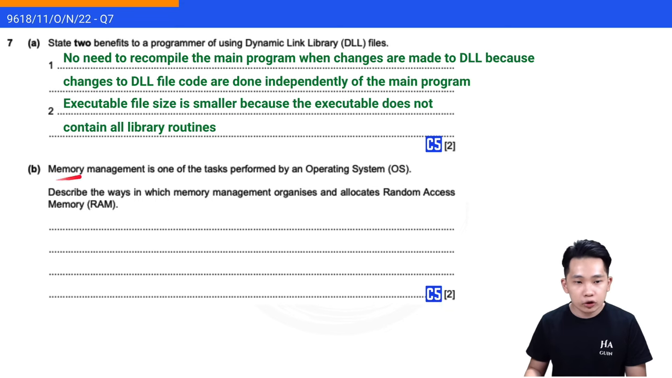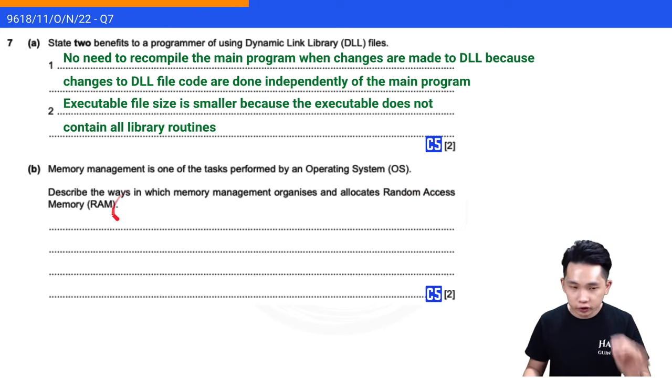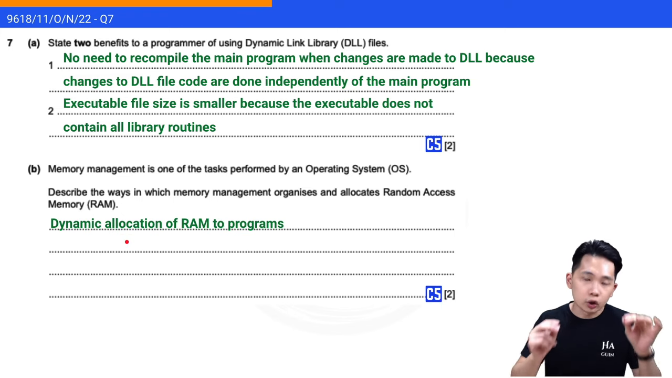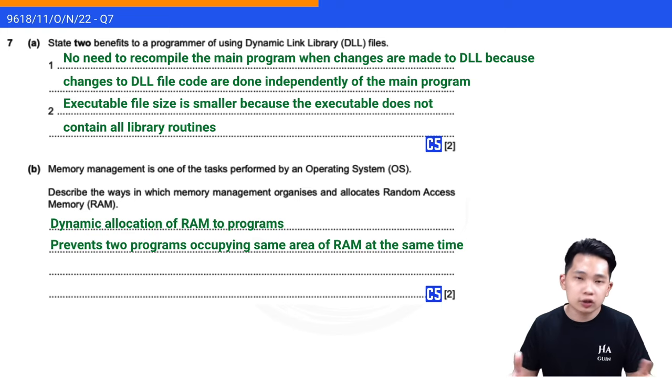And next, memory management is one of the tasks performed by an operating system. Describe the ways in which memory management organizes and allocates random access memory RAM. So this question is about memory management. So the first one would be dynamic allocation of RAM to programs. It means that you allocate memory based on how much each program needs. And next would be prevents two programs occupying same area of RAM at the same time. Definitely you can write more, but for this question, it's actually a 2 marks question. So we just write 2 points here.